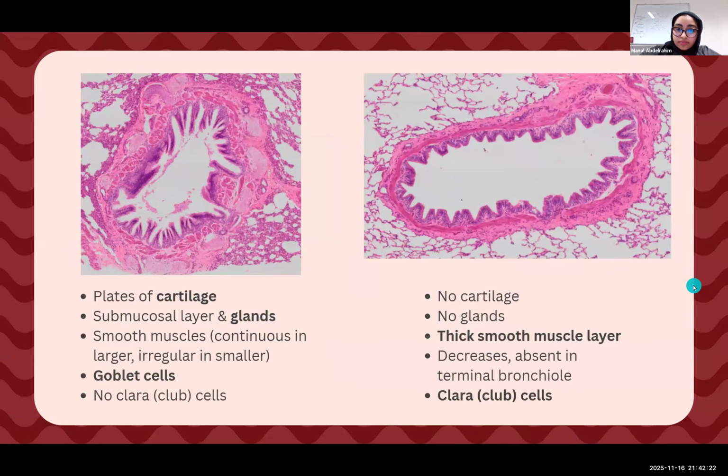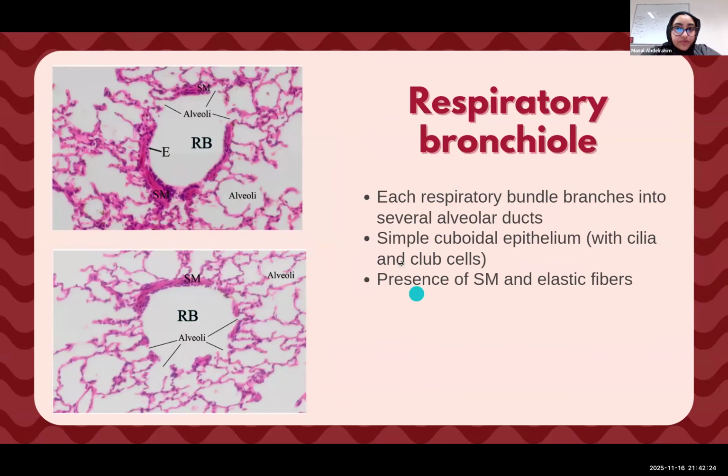And this is the comparison. And finally, the respiratory bronchioles. The respiratory bronchioles are going to be branching into several alveolar ducts. Alveolar ducts are going to give us the alveoli, but this is the respiratory bronchiole, and it's going to be giving us the random alveoli. Here we see smooth muscles, and we see elastic fibers, and you can see the alveoli.